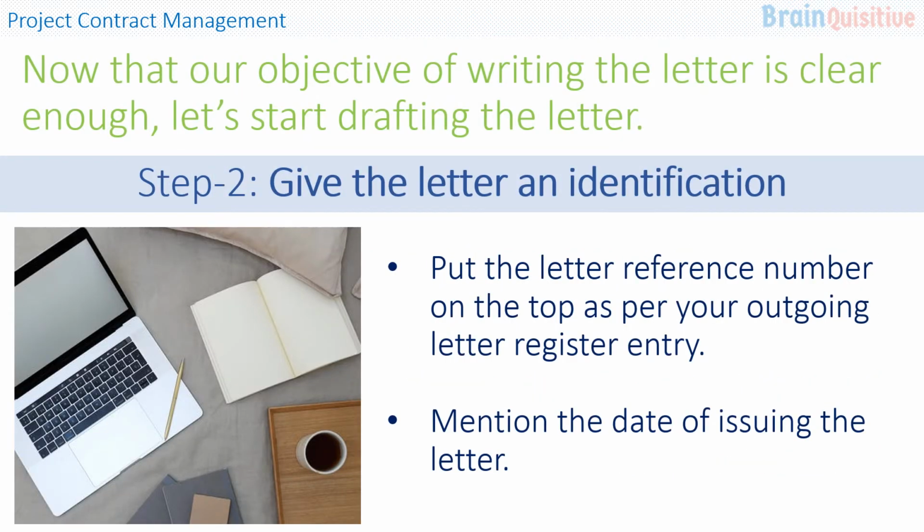Now that our objective of writing the letter is clear enough, let's start drafting the letter. First, you have to give the letter an identification. Put the letter reference number on the top as per your outgoing letter register entry. Mention the date of issuing the letter.